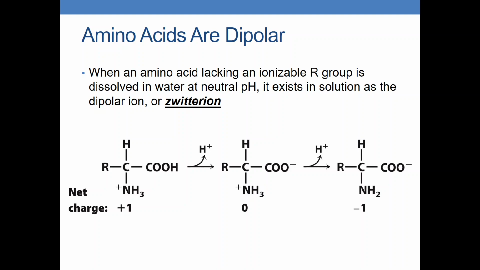So what you're going to see going forward is this logic play out multiple times in multiple ways. What I want you to start to become comfortable with is writing out the various ionization states for these amino acids. And I've given you the simplest case here where you don't have to account for an ionizable R group.